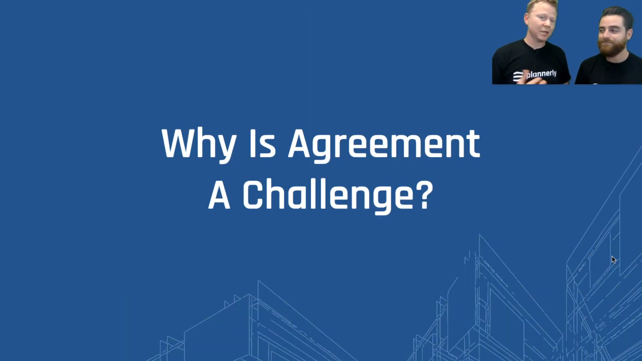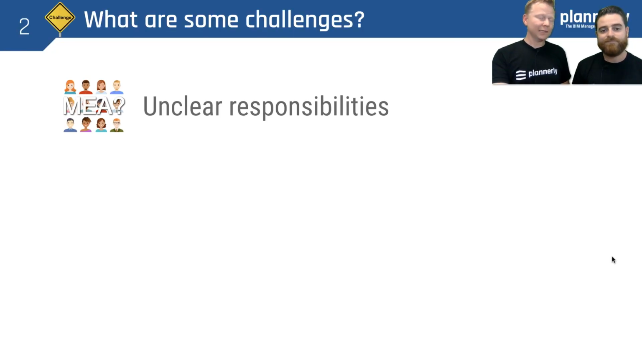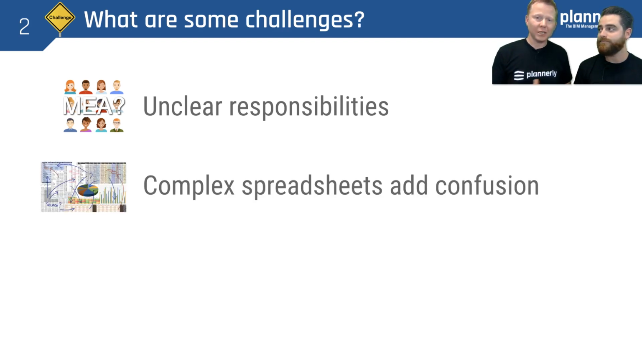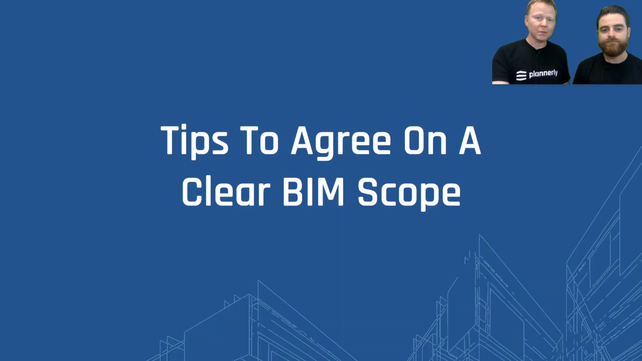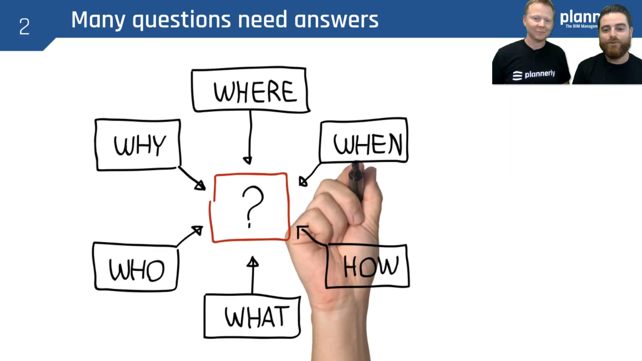And we see some of those challenges are due to having unclear responsibilities, who's responsible for certain parts of the scope. Some of it is due to trying to solve those challenges with complex spreadsheets that cause confusion. And as a result of that confusion and misunderstanding, we also end up with missing or duplicate scopes. Those challenges are rife within our industry, and we would like to present some opportunities or tips on how to agree on a clearer BIM scope. Right, so here are some tips on how to agree on a clear BIM scope.